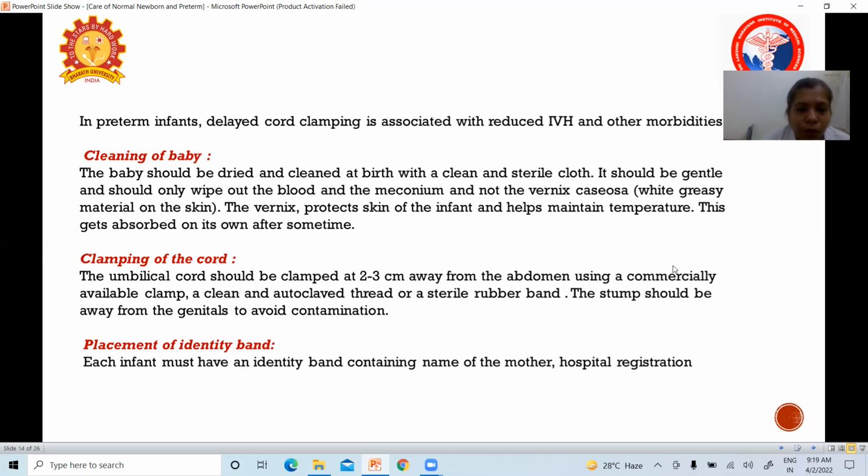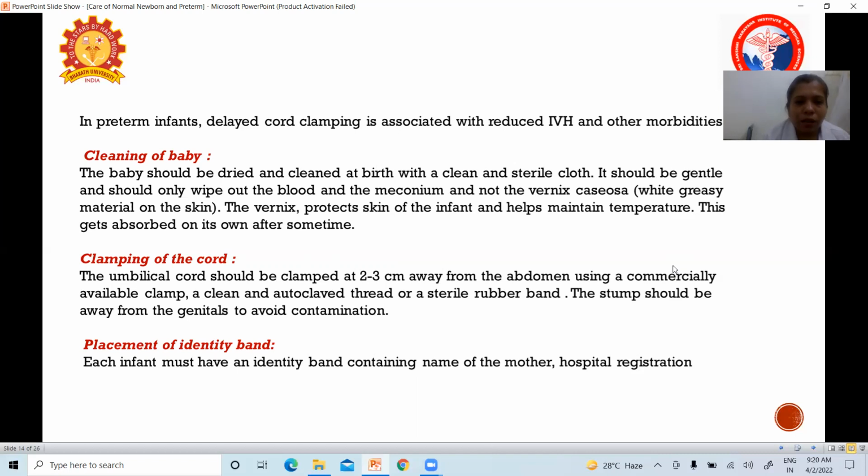Umbilical cord should be clamped at 2 to 3 centimeter from the umbilical stem, and we can use either commercially available clamp or a clean autoclaved thread or a sterile rubber band. The stump should be away from the genitalia. At the point of cutting, it should not be so long as to touch the genitalia. Then only we can avoid the contamination by urine or stool.